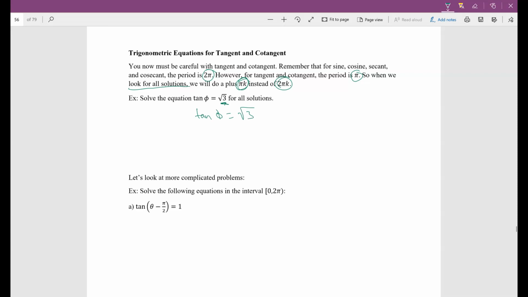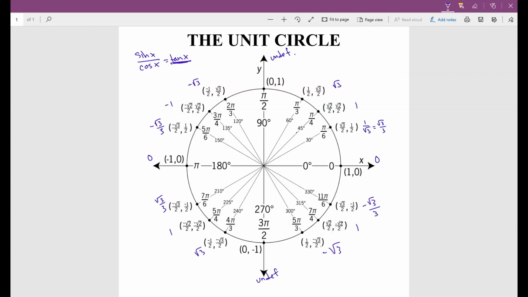Okay, so let's look for them. We want all the solutions. So what we can do is take the square root of 3 right here. And what angle does that correspond with? That corresponds with pi over 3. So the first one is here, and then the other one is going to be this one, at 4 pi over 3.